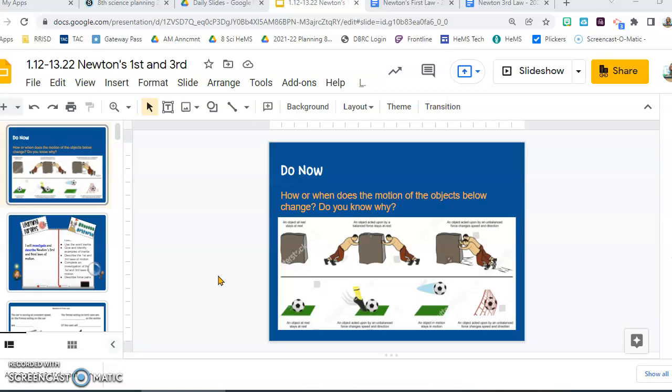So the first thing is your do now. Depending on which day of the week you are, you're going to answer the do now. How or when does the motion of the objects below change? And do you know why? Let's take a look at it.